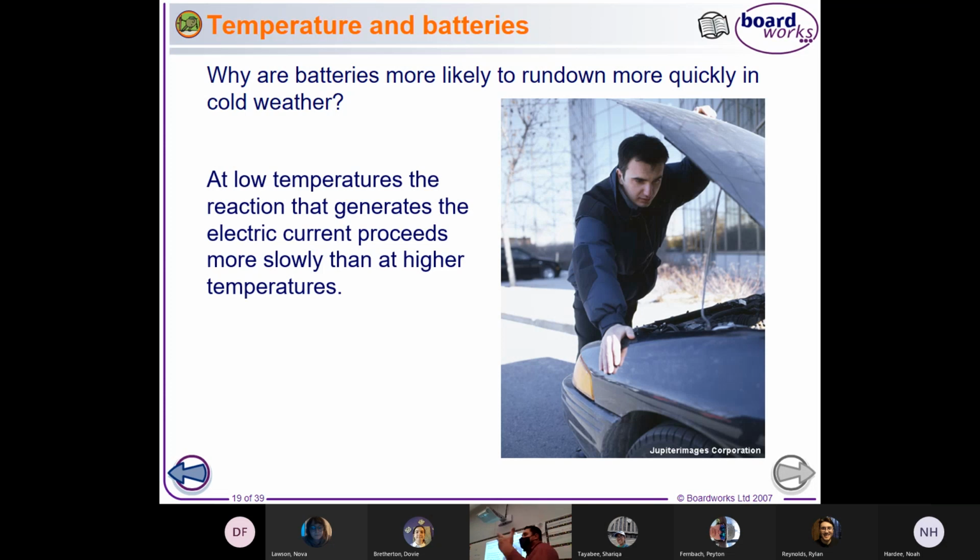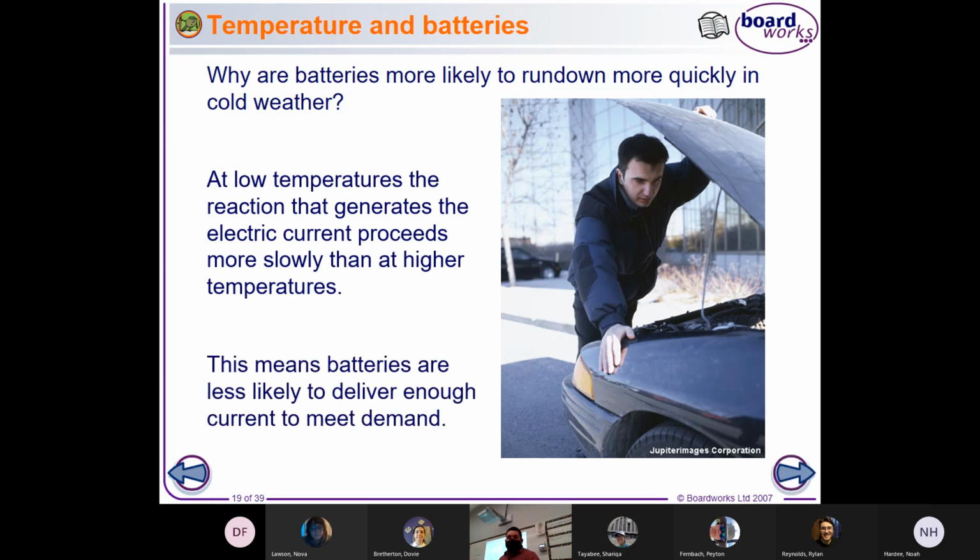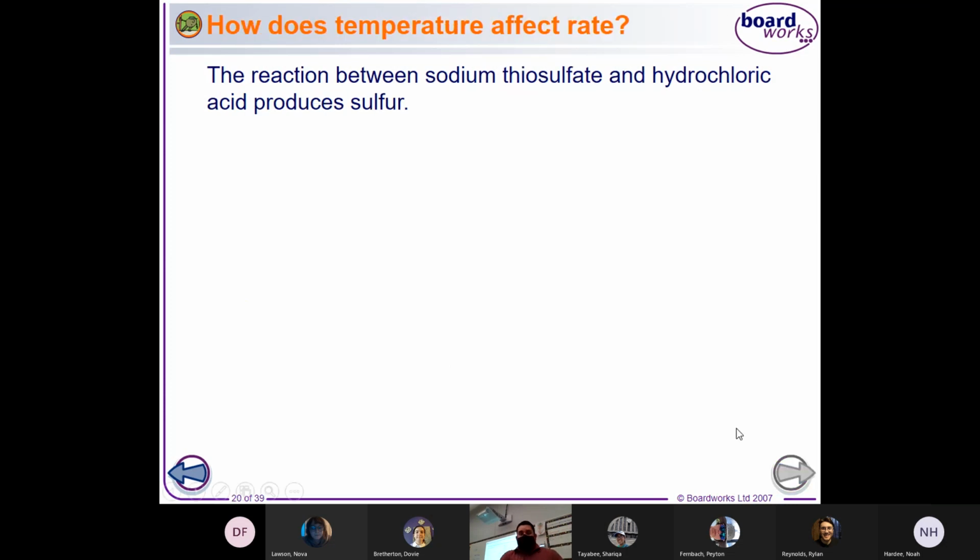So again, the reaction within the battery is just slower in cold weather. The electrons just don't move as much. It does not make as much electricity. So they might not have enough energy to start your car. All you have to do there is warm your car up, let it run for a couple minutes, and it should be fine. Again, assuming you can let it run.